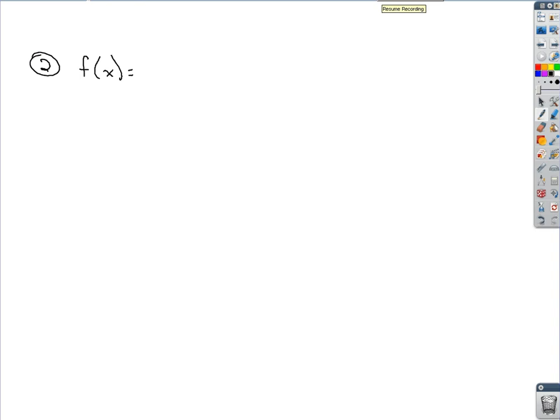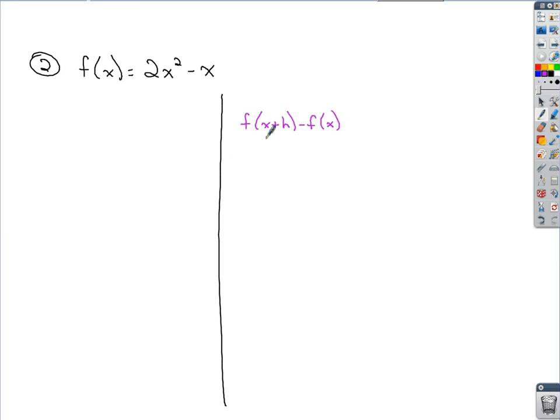All right, so difference quotient again, this time f of x is going to equal 2x squared minus x. And if I'm consistent with what I did before, knowing that ultimately I want to find f of x plus h minus f of x over h, what I did before was break it up into pieces, start by figuring out what f of x plus h is.